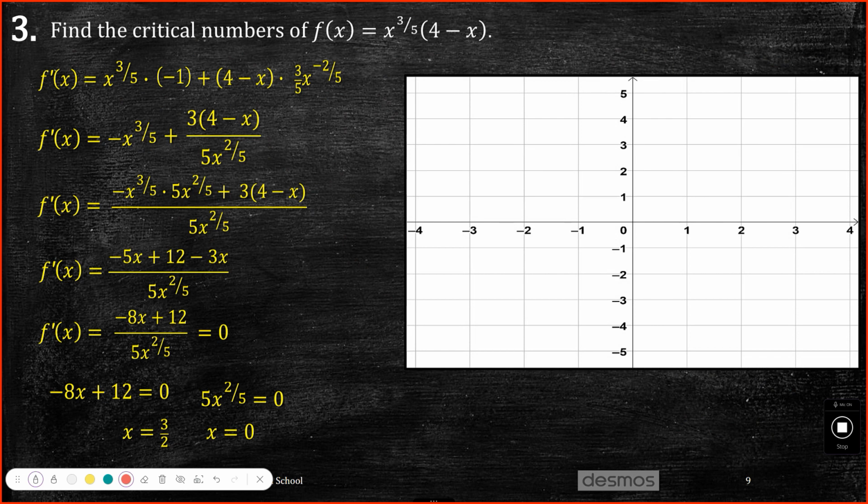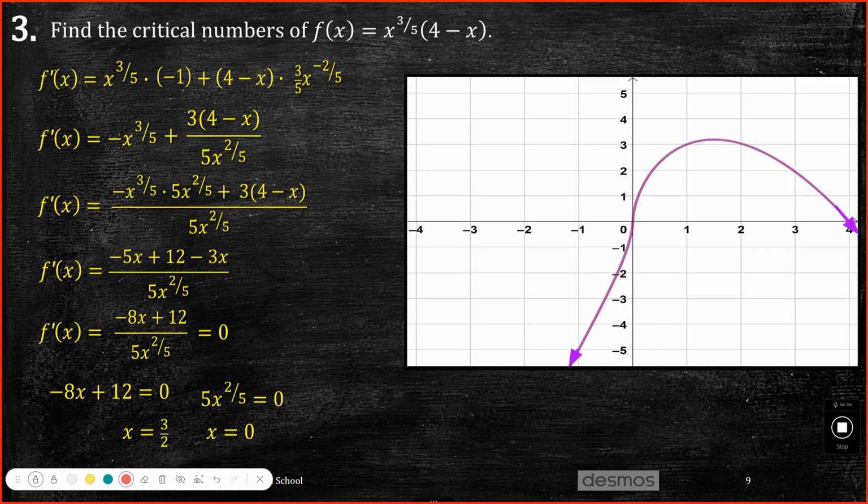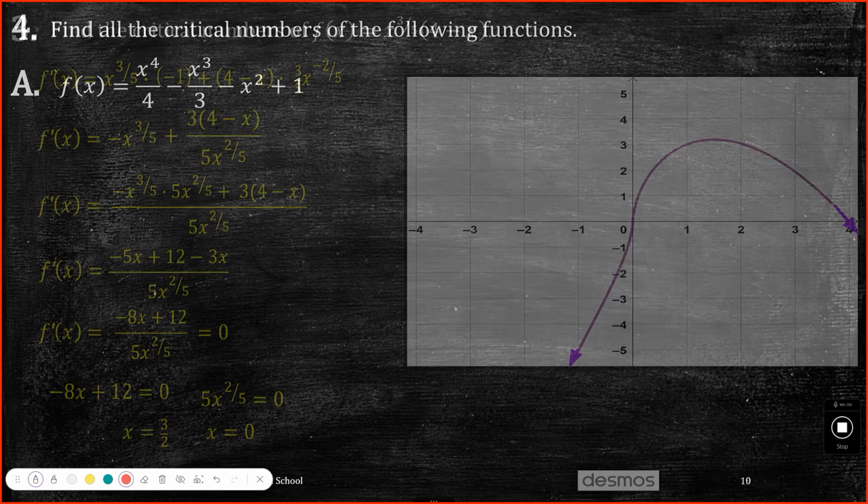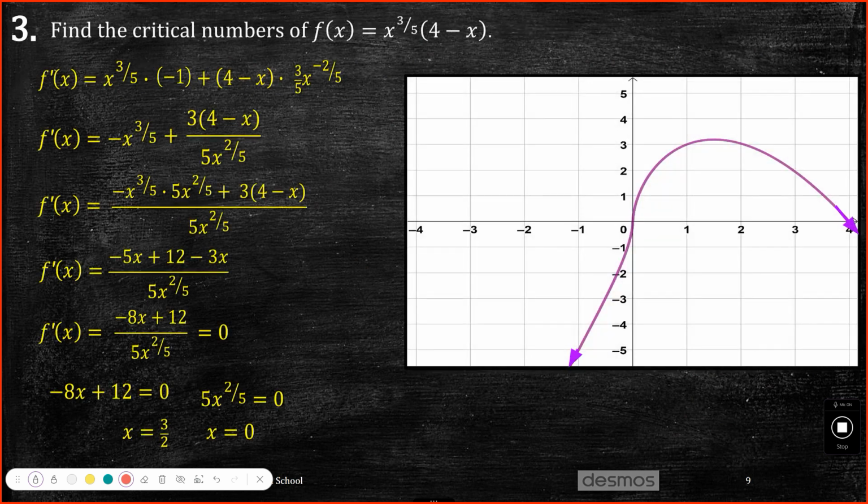And that's the graph we just did before, at x equal to 0 and at 3 halves. And that's the graph of f right there.